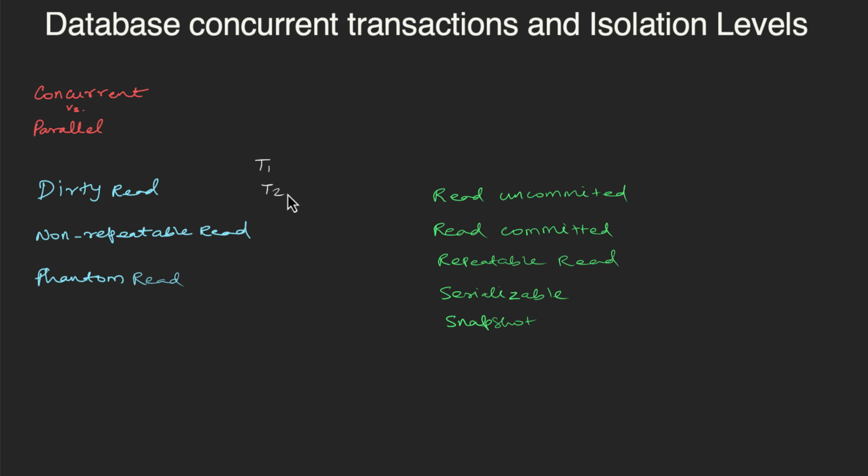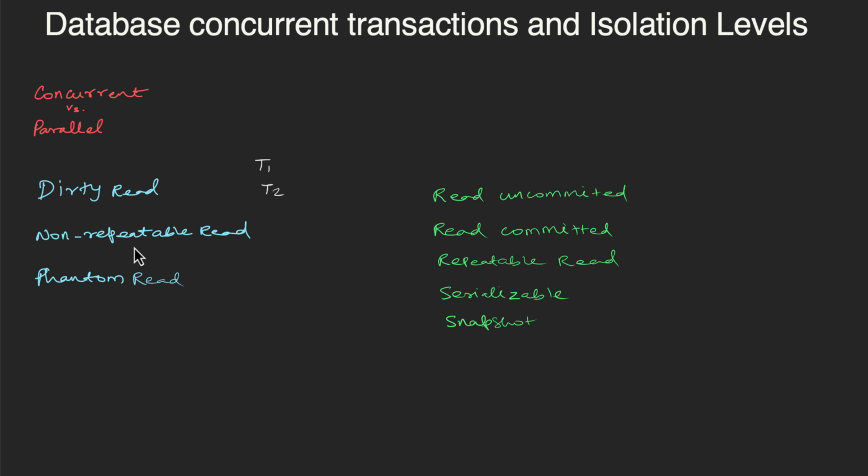This is generally not good because the transaction could roll back as well. There is no guarantee that T1 is going to commit. So if T2 is reading and using this uncommitted data, and then T1 rolls back, the operation done by T2 could be invalid. So this is why dirty read is one of the problems.